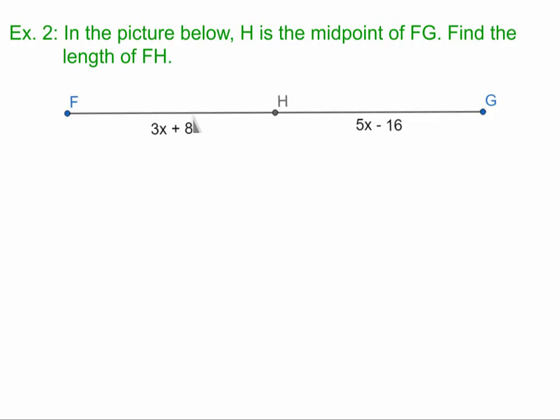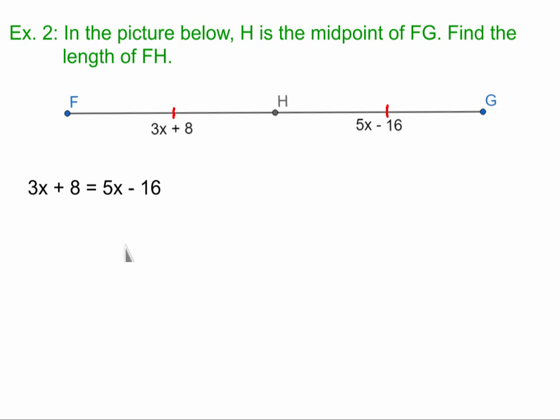Here's example 2. In the picture below, we know that H is the midpoint of FG. And it says find the length of FH. I need to find this entire length here, from F to H. But that's represented as 3x plus 8. So in order to find the length of FH, I've got to find out what x is first. Okay, well, how do we do that? Well, we know that FH and HG are exactly the same. And the way we note that in geometry is we put a hash mark on each one of them. That shows that they are the same. And if they're the same, then they're equal.